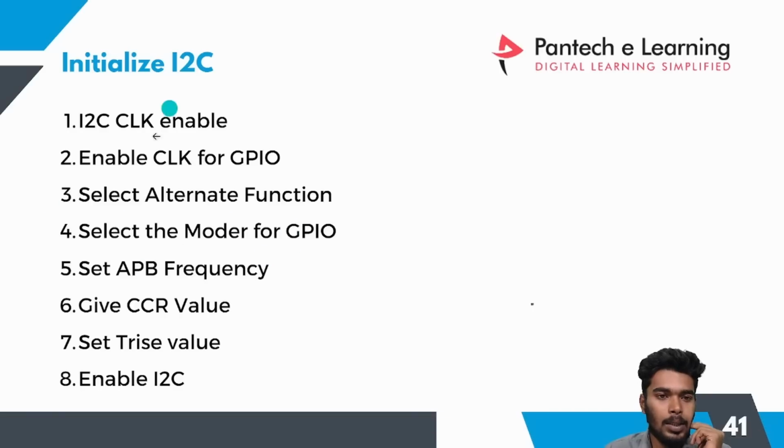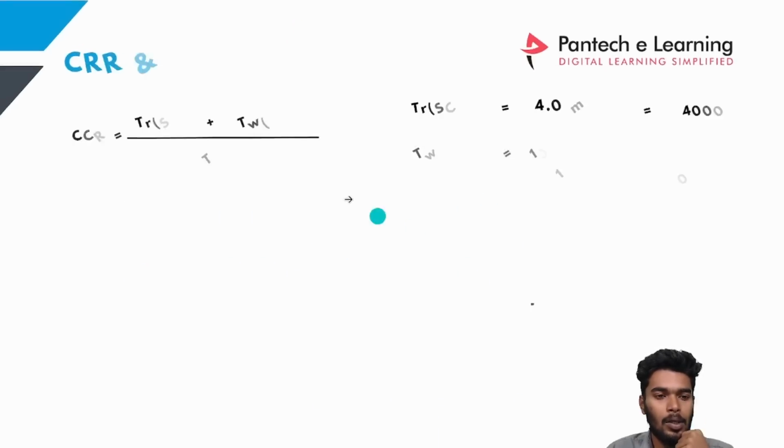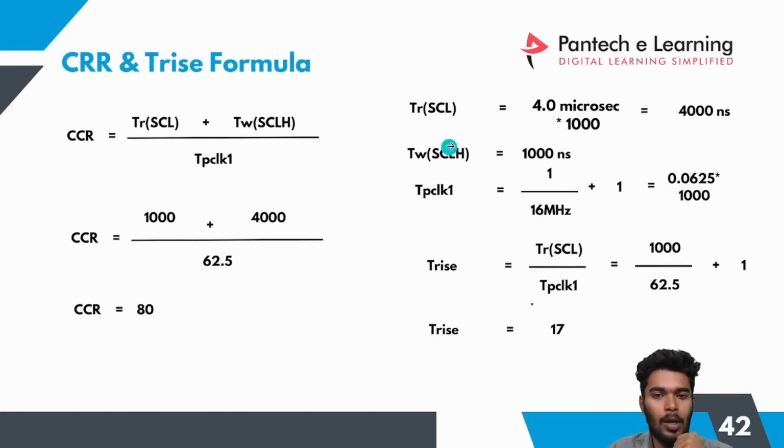So in this initialization you can see that we are going to set the CCR value, TRISE value and APB frequency. So we need to derive the CCR value and TRISE value, right? How will you derive it? Now you will see. This is the formula for deriving the CCR value, using T high divided by T PCLK. Now we will see how we are going to select these values.